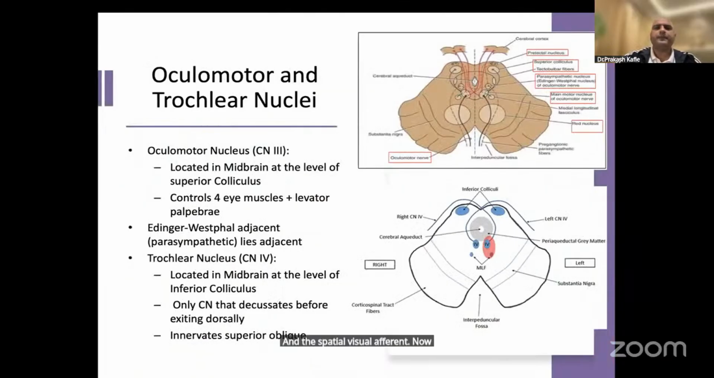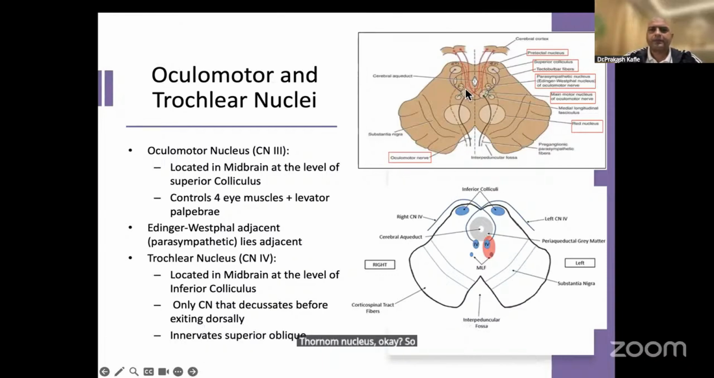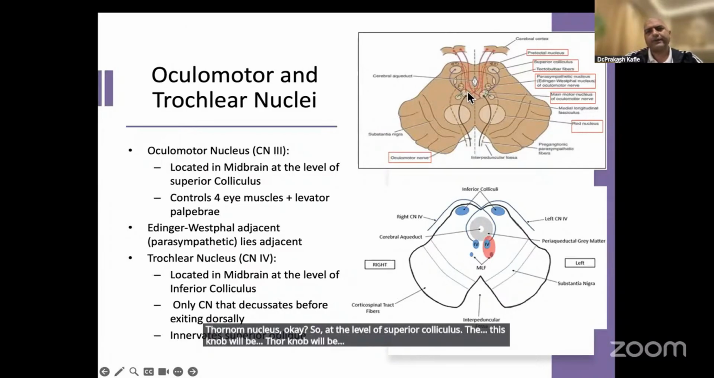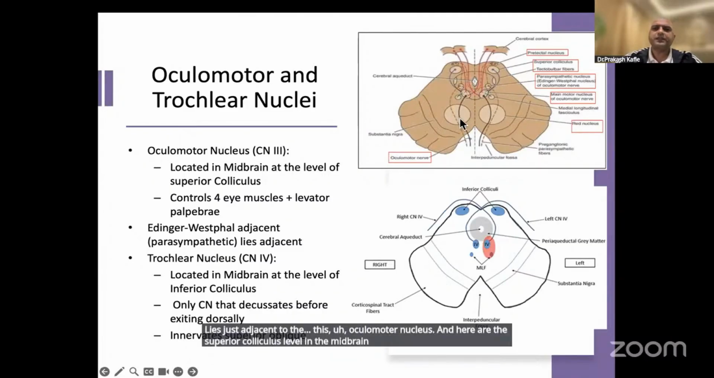Now coming to the motor nuclei, purely 3, 4, 6, and 12 and 11 as well. So if you see, this is the central aqueduct, and this is the Edinger-Westphal nucleus, and this is again the third nerve nucleus. At the level of the superior colliculus, the third nerve nucleus will be here. The Edinger-Westphal nucleus, which is also called the accessory oculomotor nucleus, lies just adjacent to the oculomotor nucleus. And here at the superior colliculus level in the midbrain, the important thing is the red nucleus.